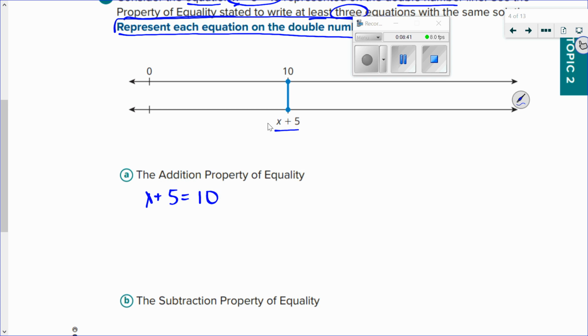So let's just pick a random. Christopher, give me a number between 1 and 10. 3. So if I add 3 to both sides, if I add 3 here and I add 3 here, what do I get? X plus 8 is 13. Guess what? I just used the addition property of equality. I can now put it up here. I added 3, so I now say x plus 8 is 13.